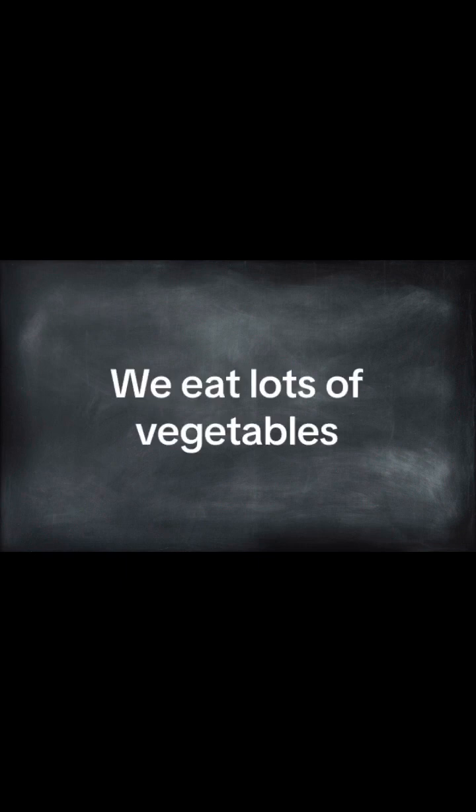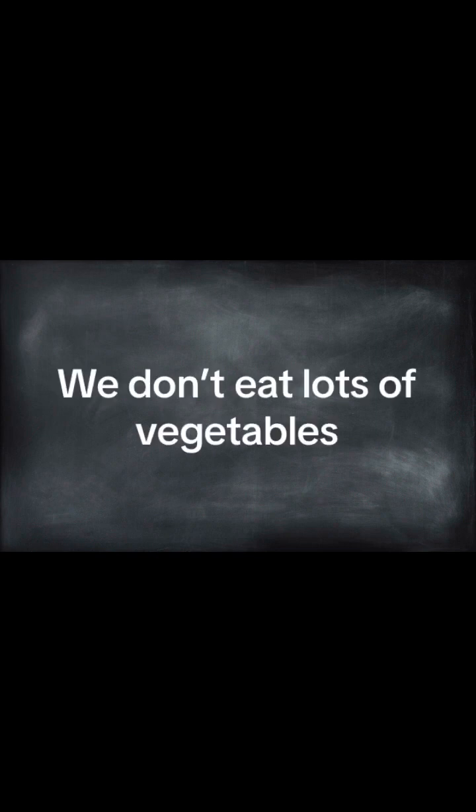So again, we go back to our original examples, and we're going to make them negative. We eat lots of vegetables. Now we need to put the negative form, don't, in front of the verb. The verb was in the base form, so the auxiliary do is in the base form. We don't eat lots of vegetables.